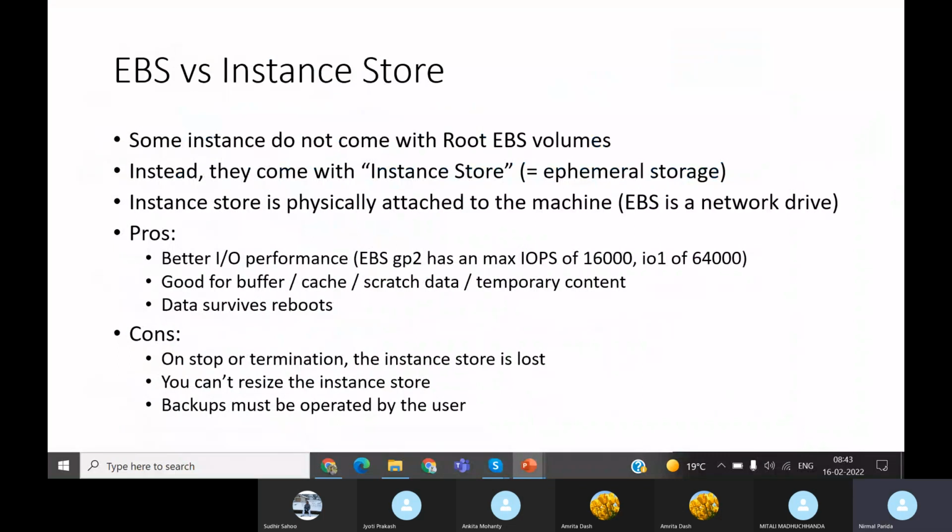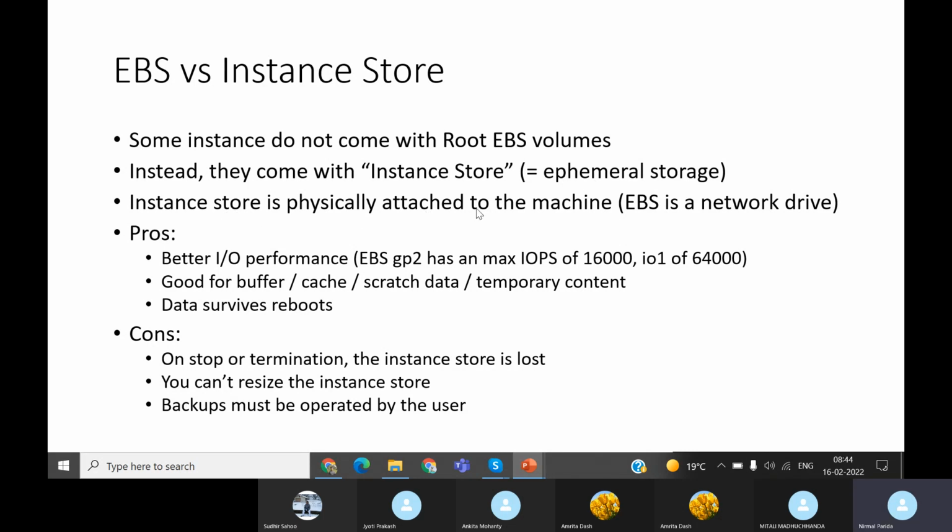We'll see what is EBS versus instance store. Some instances do not come with root EBS volumes. Till now I haven't checked much about instance store; I am always using EBS. Instead, they come with an instance store. Instance store is an ephemeral store, that means temporary storage. So if you stop and start, you will lose your data.